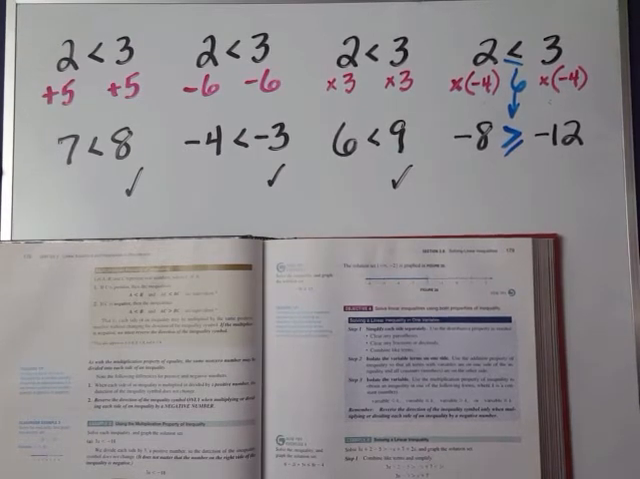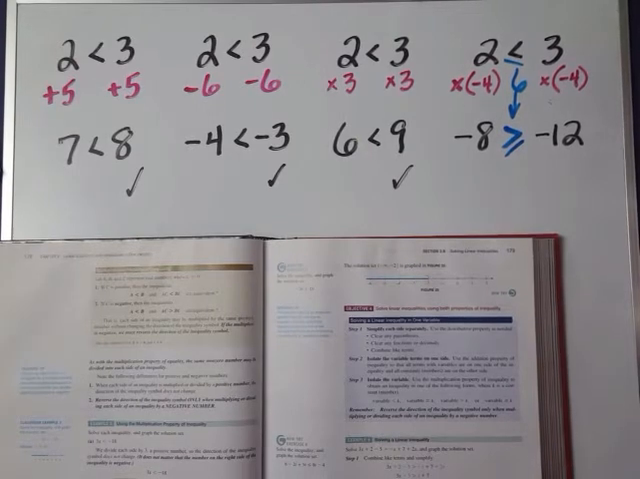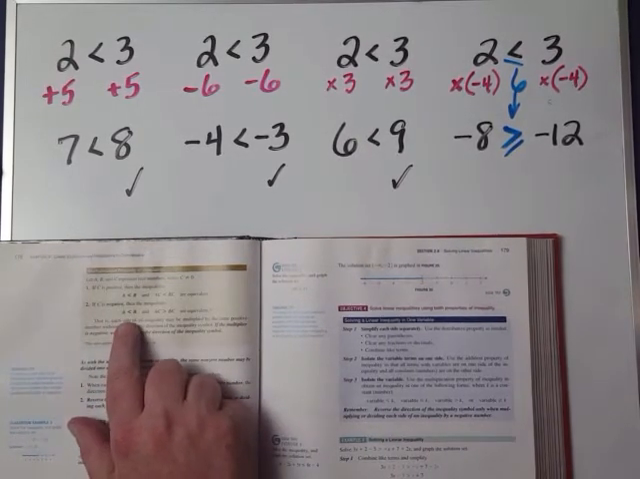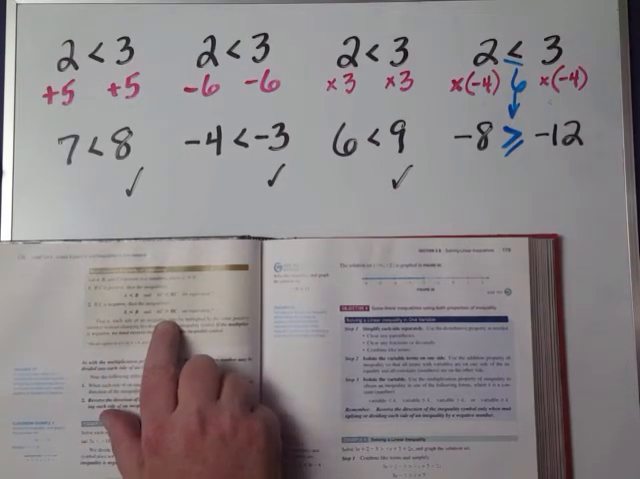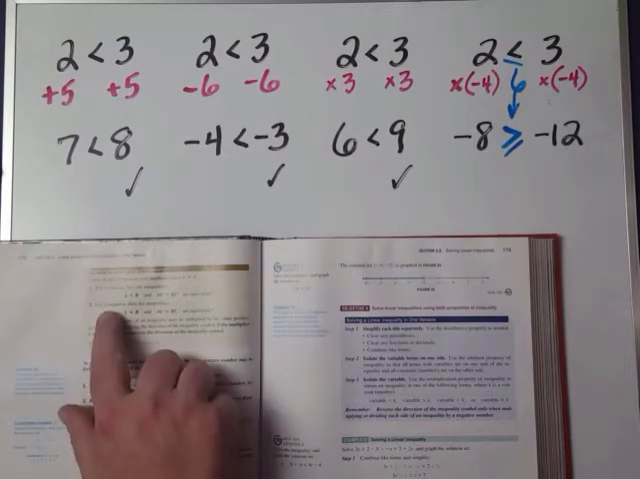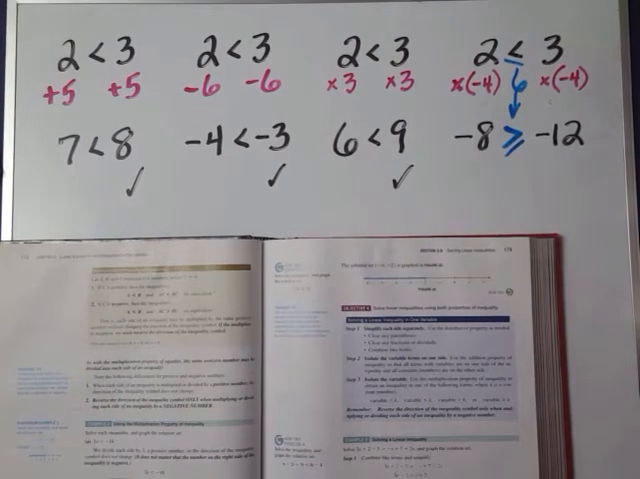All right. Part 2 says, but if C is negative, then these two inequalities are equivalent. A is less than B is equivalent to AC is what? Greater than BC. So if you multiply both sides by a negative, what? You must switch the sense of your inequality.